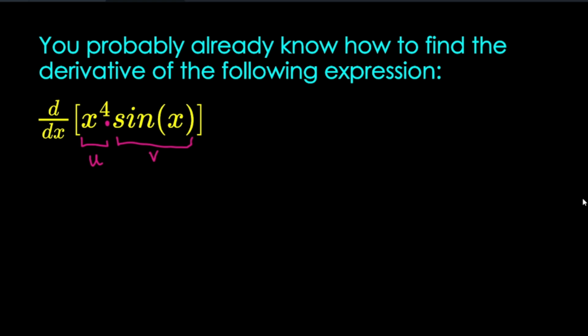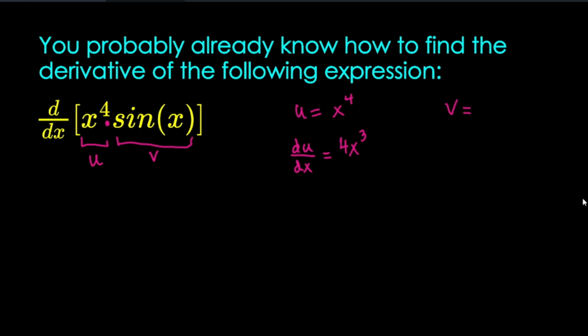Now we know that to take the derivative using the product rule, we have to know the derivatives of the individual factors. So if I say that u is x to the fourth, then the derivative of u with respect to x is 4x cubed. Many of you might be tempted to say that the derivative of u is just 1. But that's not the case, because u is a cover-up letter that actually stands for x to the fourth. So the derivative of u with respect to x is actually 4x cubed.